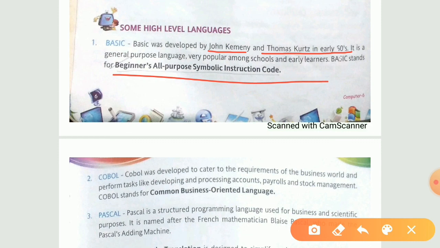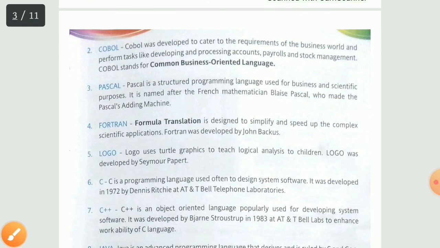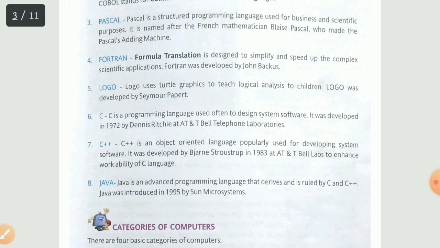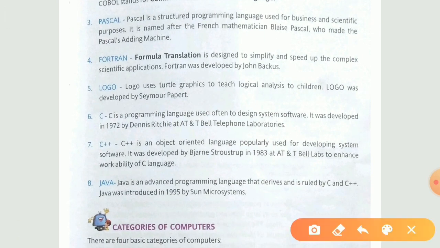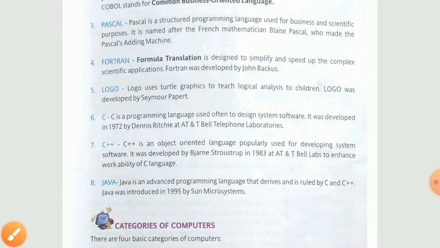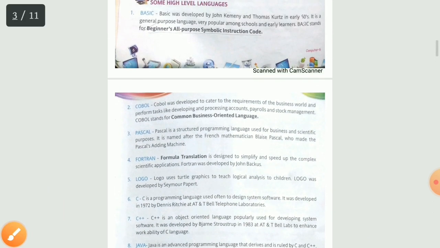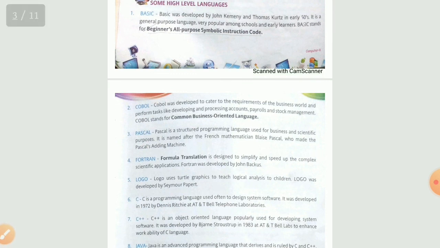So first one is BASIC, second one is COBOL, that is Common Business Oriented Language, third one is Pascal, then Fortran, formula translation, then Logo, then C, then C++, and then Java. In your upcoming classes, you are going to learn about the 7th and 8th ones, C++ as well as Java. From this topic you should remember who developed these languages, from which year they were developed, their expansion forms, that is their full forms, and the purpose. So you learn these things from this topic. These are some of your high level languages.